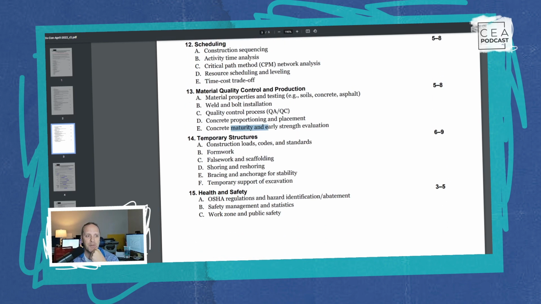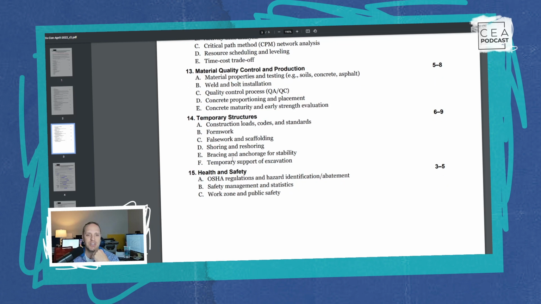We're almost there. Number 15 is temporary structures. 6 to 9 questions for that. You're dealing with construction loads and codes, formwork, falsework, scaffolding, shoring, bracing, temporary support, anything that's temporary there to help build your structure, you're going to be dealing with. That's 6 to 9 questions, so there's quite a few questions there.